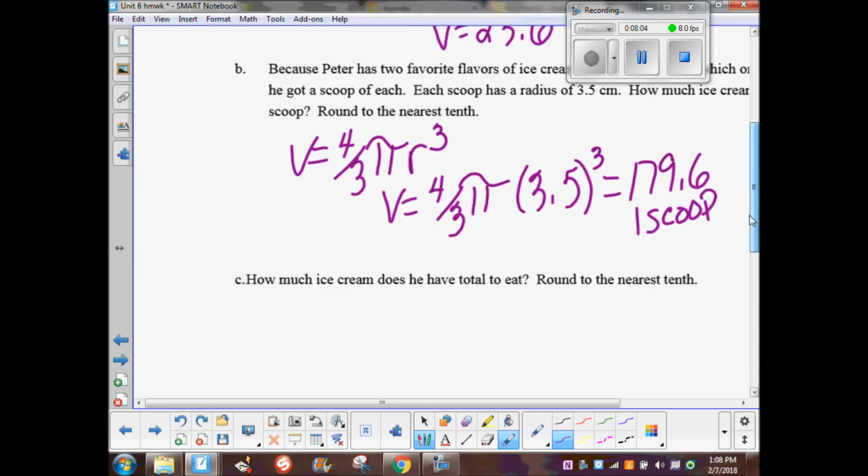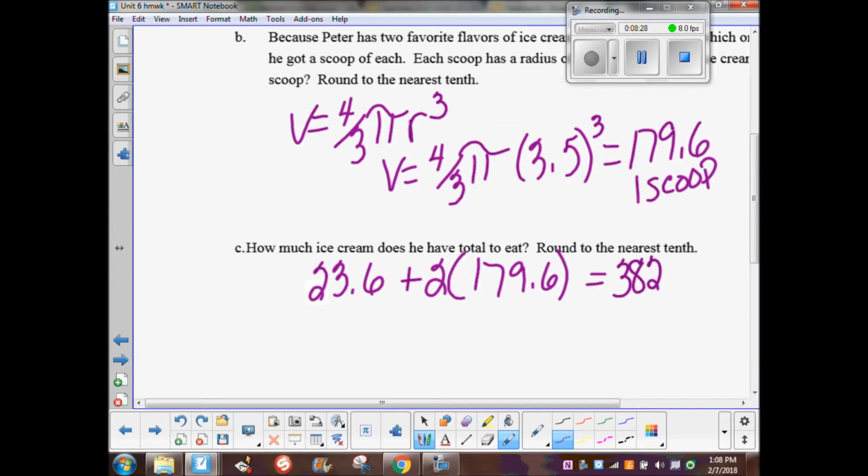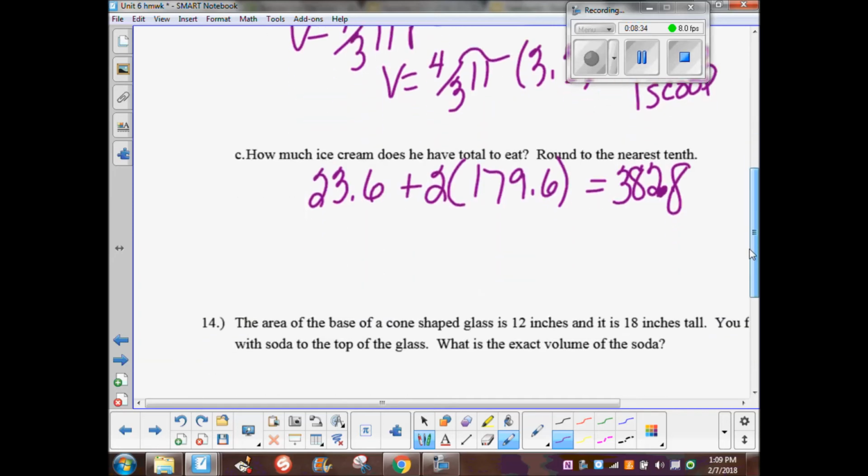Down below, it says, how much ice cream does he have total to eat? So we've got to think about what he has in the cone of ice cream, plus he's got 2 scoops, right? 2 of those spheres, and we end up with, to the nearest 10th, 382.8. Right? The decimal in between there.